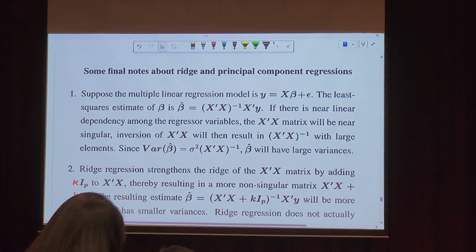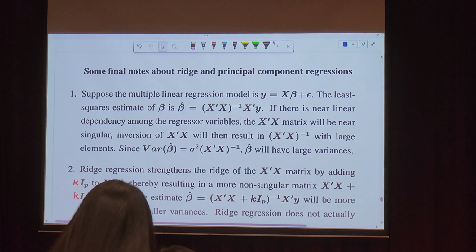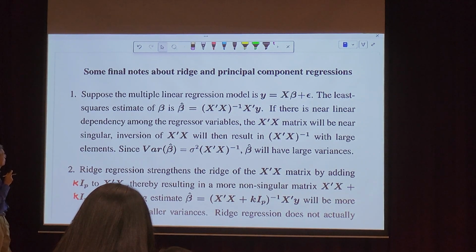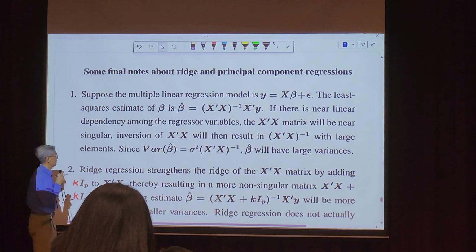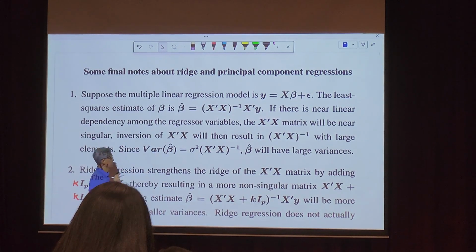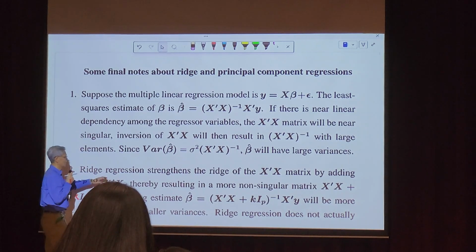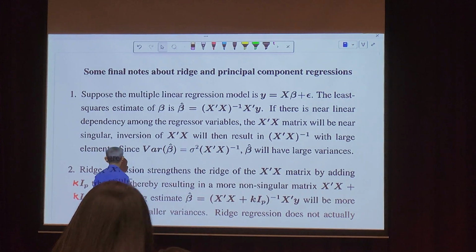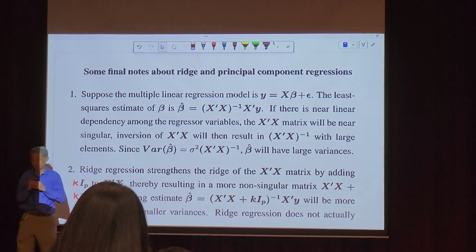So some final notes. Number one, suppose the multiple linear regression model is this, and we have this. And if there is near linear dependency, X prime X will be near singular, then this will result in large variance. Yeah?